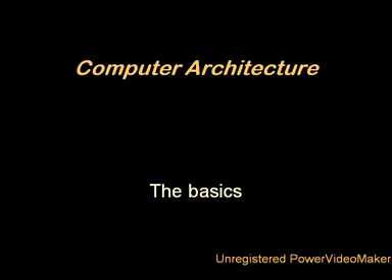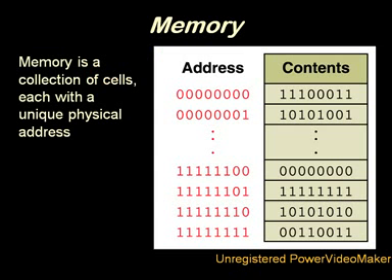In this podcast, we're going to take a look at the basics of computer architecture. Every computer architecture that I can think of starts with memory. Memory is a collection of cells that have both contents and an address. Think of it as a house. You've got stuff in the house, and the house has an address.